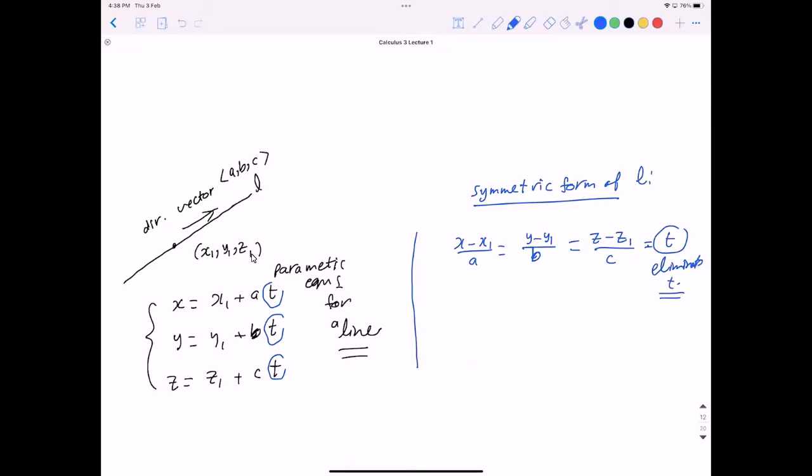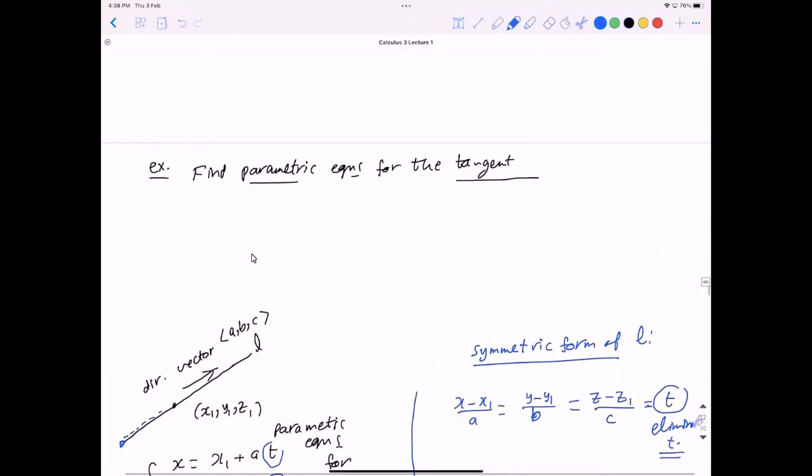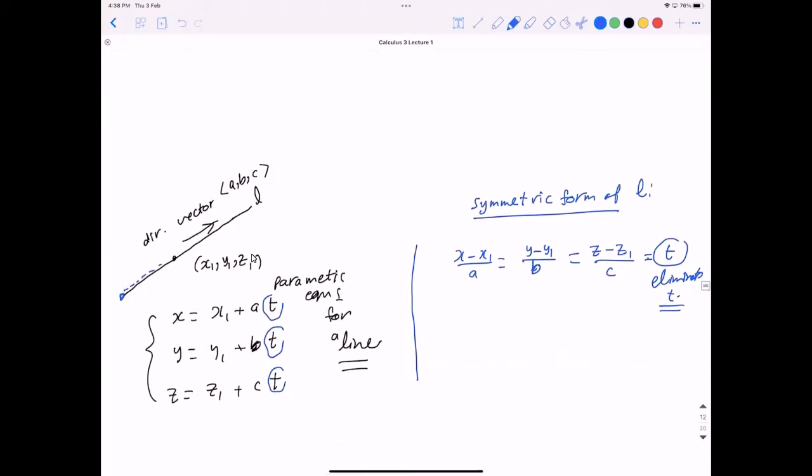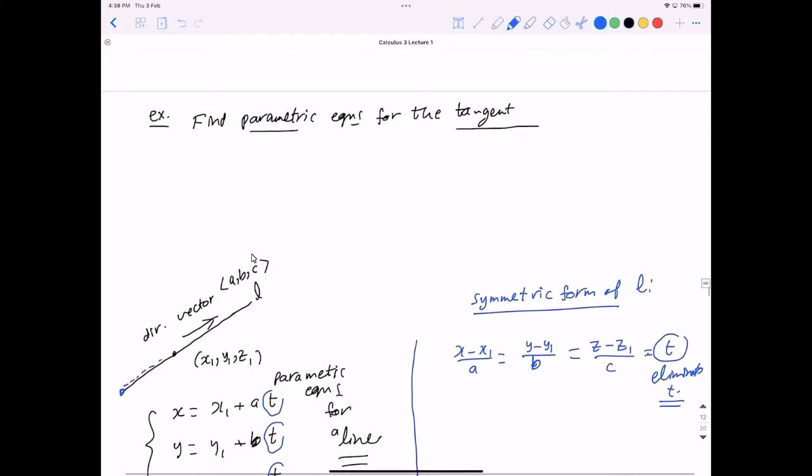So as if a particle is moving along this line, along this direction, beginning or passing by the point x1, y1, z1. So if you know a point and the direction of a vector along a straight line, we can write directly the parametric equation. This is a parametric equation, the ones to the left, or the symmetric equation, the one to the right.